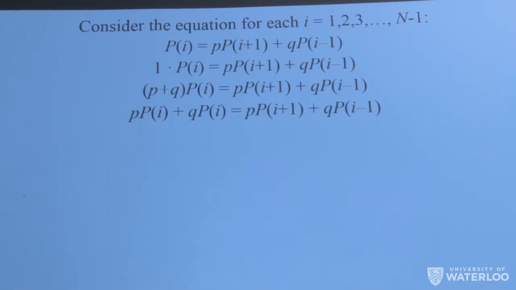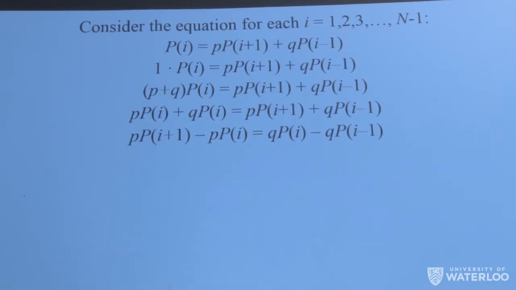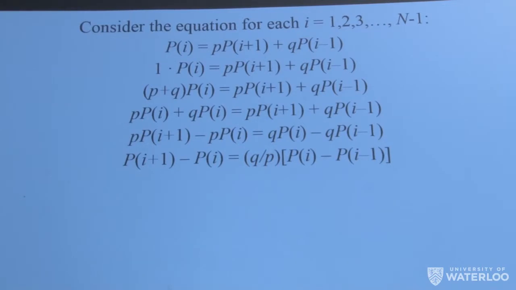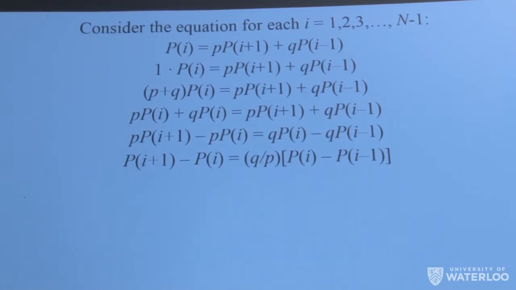So if I just rearrange terms, so I bring all the values that have a common factor of P over to the left side and all the ones that have a common factor of Q on the right-hand side, then I can write this equation and solve for the difference P sub I plus 1 minus P sub I in terms of a recursive relation where I'm multiplying by this constant Q over P. Okay? So this is now the point from which I'm going to work.